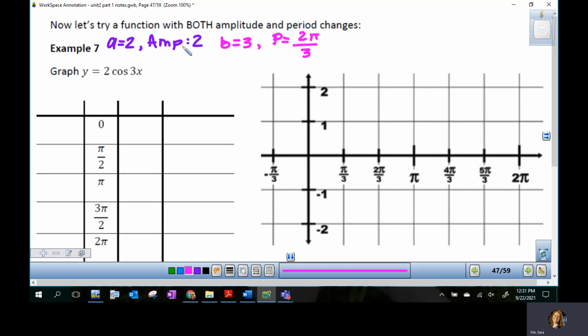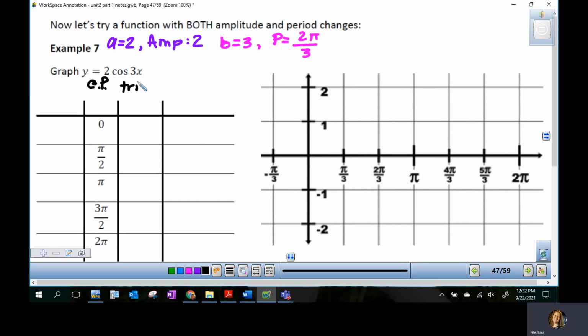So the amplitude should be 2. The period should be 2 pi thirds. You told me amplitude of 2 means a vertical stretch. What does a B of 3 mean if you're describing the transformation? It's horizontal, right? It's affecting the horizontal. Is it stretching or compressing when B is bigger than 1? Compressing. So this is going to be vertically stretched, horizontally compressed. Good. Okay, so let's plot these points, come up with our table, and see what it looks like.